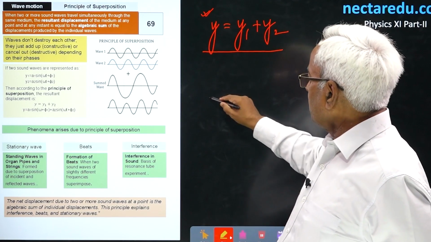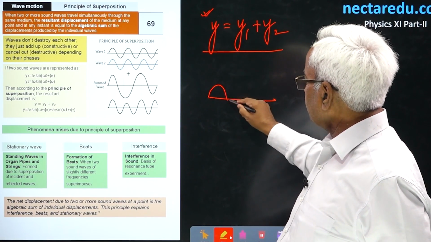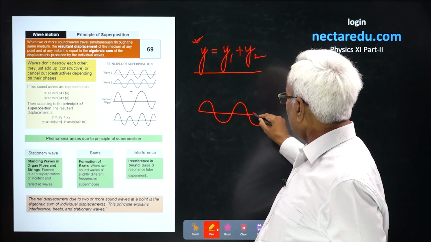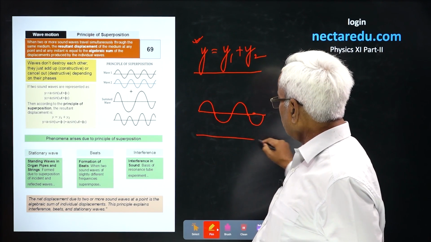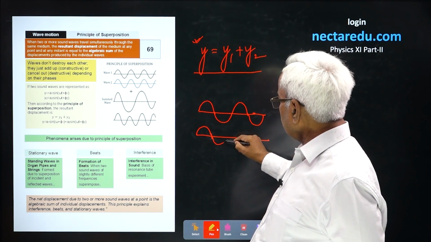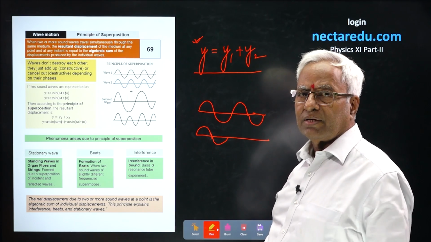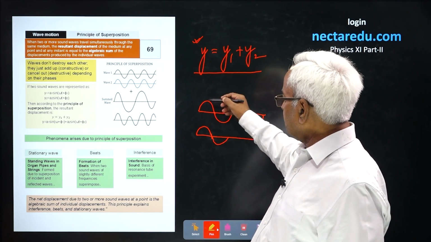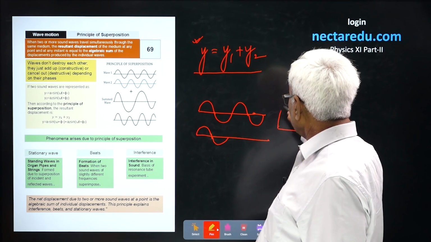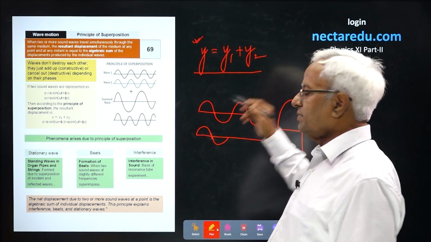But while summing up, we have to consider whether the two waves are in helping mode or they are in opposing mode. If both the waves are this way, you see, then you would say they are in the same phase and they are going to help each other. The resultant displacement will increase. The result is going to be like this.